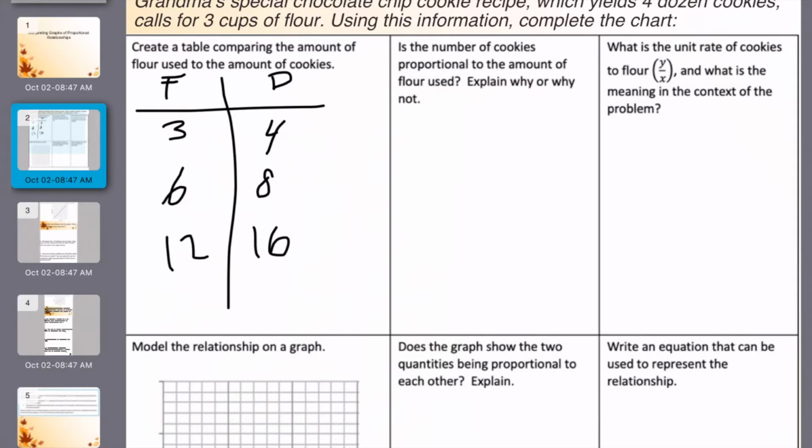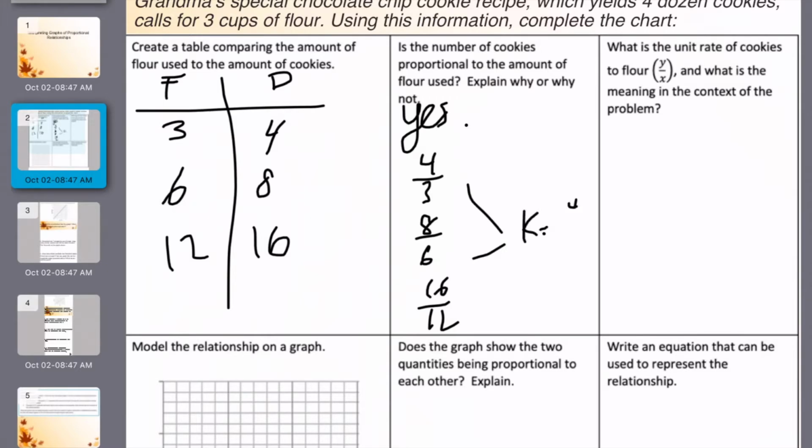Is the number of cookies proportional to the amount of flour used? Why or why not? Well, yes, because 4 divided by 3, 8 divided by 6, and 16 divided by 12 all equal a constant of proportionality of 4 thirds. Let's make that a little bit easier.